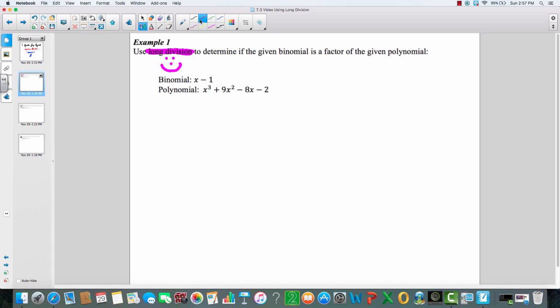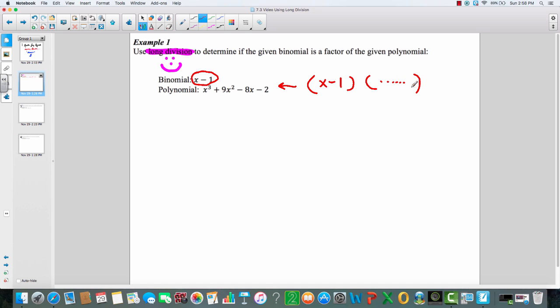Now that you're familiar with long division and how it works, we can use it to determine a few things which are kind of cool. Like, for example, is this thing a factor of that given polynomial? I guess you could factor this, maybe with the grouping method, because there are 4 terms. Essentially you'd be looking at x minus 1, and then something in here.